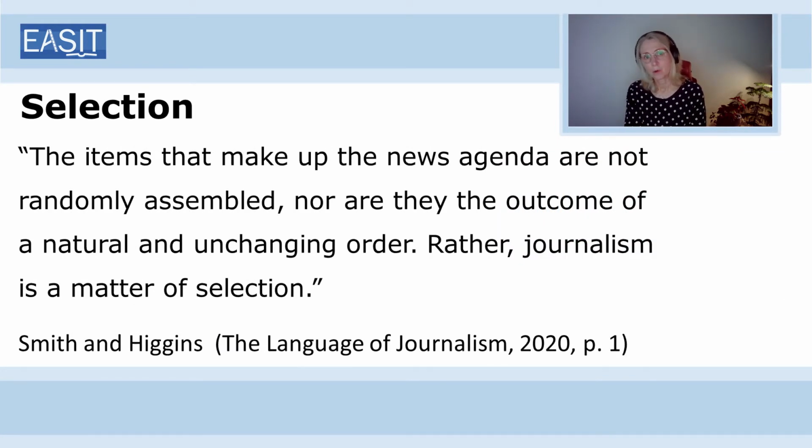Selection. So, with that in mind, what is journalism? Smith and Higgins write in their book The Language of Journalism that the items that make up the news agenda are not randomly assembled, nor are they the outcome of a natural or unchanging order. Rather, journalism is a matter of selection. Selecting the right news is always a challenge for journalists. It is a great responsibility of the journalist to choose the right news, meaning the right news for the news consumer. And this is really worth a discussion.